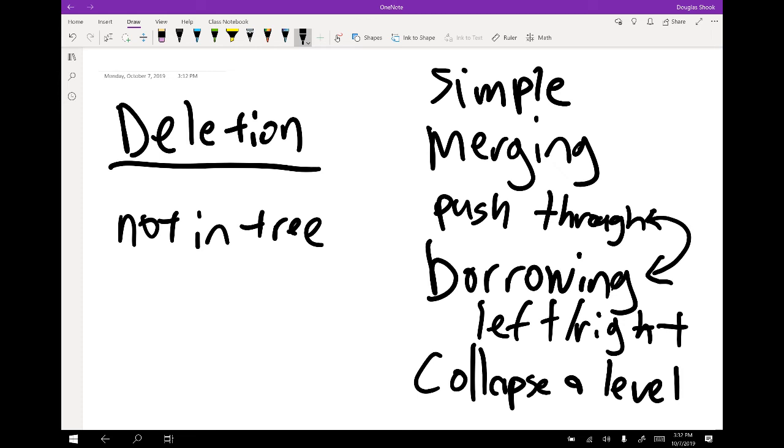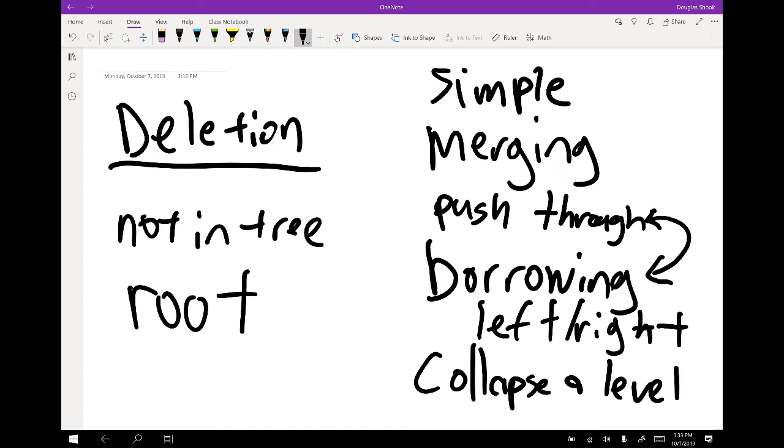Is there anything else that I'm missing? Collapse a level, merging, borrowing, push through, simple deletion. I think we've covered most. I guess we could talk about root deletion as well. If all I have is the root, right? Could talk about that as well, perhaps. And then for all of these, it should be worth considering different degrees. Strings and ints should both work for insertion and deletion as well. So that kind of is an all-encompassing idea for all three of these categories.